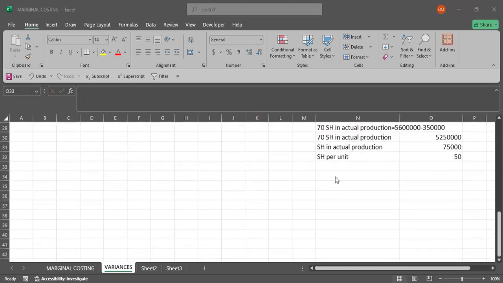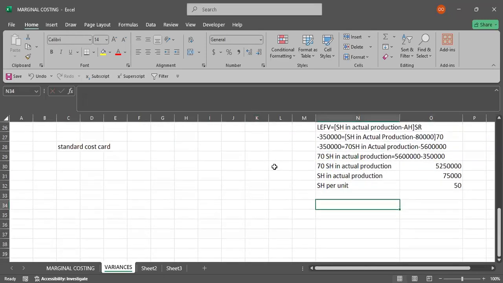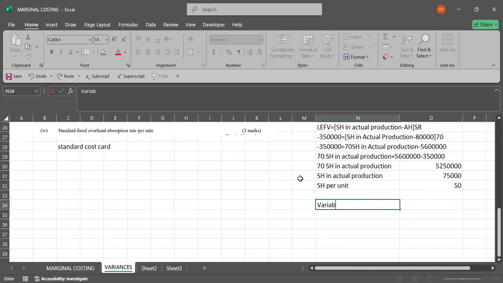Nice. Let's move to the next part, the overheads. Let's start with what we call variable overhead. Variable overhead expenditure.